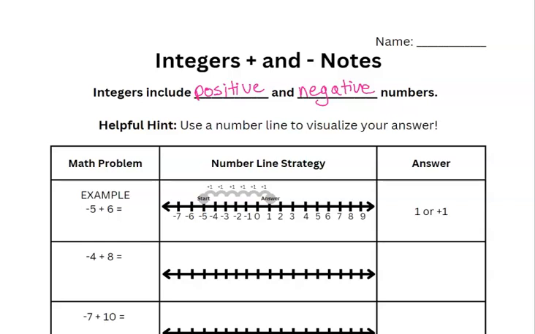answer. When using a number line, the first number indicates where you start on the number line. As you can see in the first example, the first number in the problem is -5. So we put a dot on -5. That's where we are going to start. Then we are going to look at our symbol. In this problem, our symbol is a plus, meaning we are going to move in a positive direction.